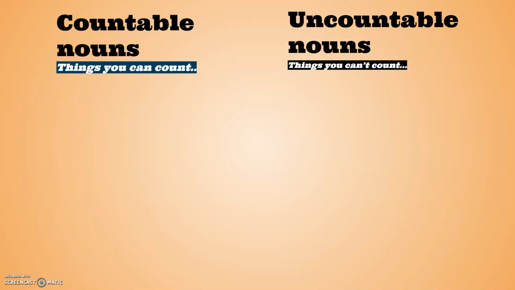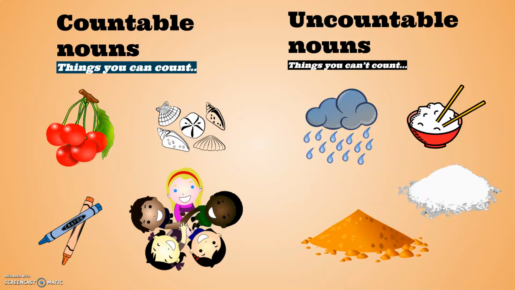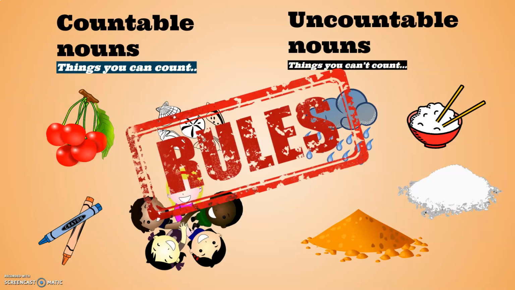So, as we saw in the earlier video, some nouns are countable, things we can count. 5 cherries, 5 children, 5 shells, 2 crayons. But some things are uncountable, things we cannot count. Rain, rice, sugar, sand. Things that are impossible to count, uncountable. And there are grammatical rules for using countable nouns and uncountable nouns. And you need to know these rules to use these nouns correctly.